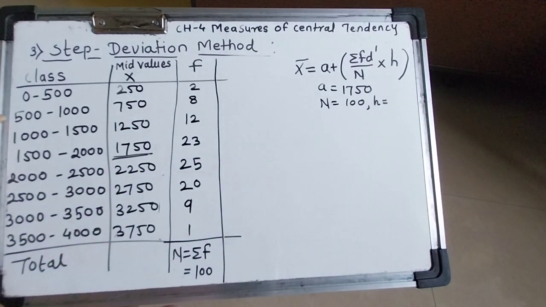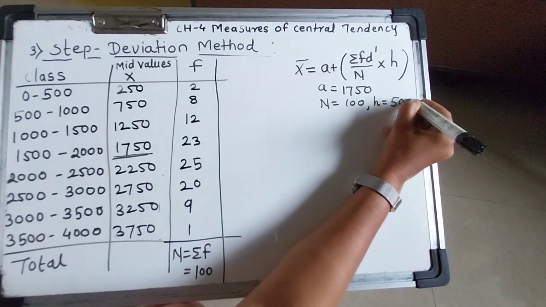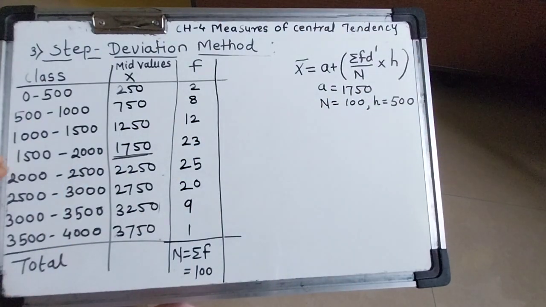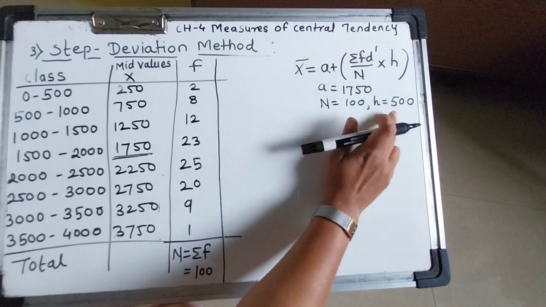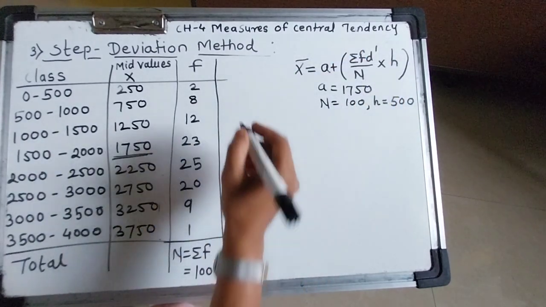The class width is the difference between two successive lower limits. What is the difference? 1000 and 500, the difference is 500. Or upper limit minus lower limit, it is 500. So the class width is 500. Now what is required is f d dash.